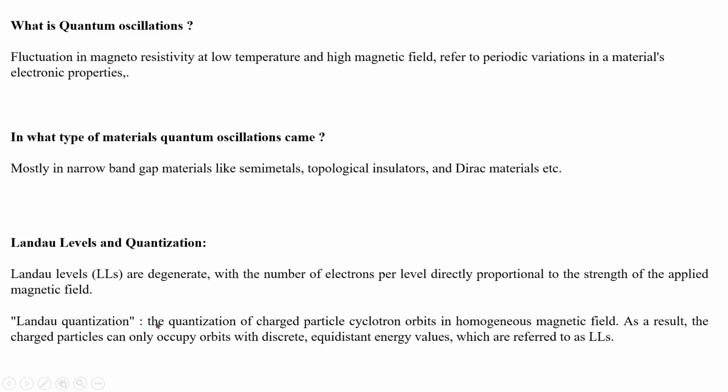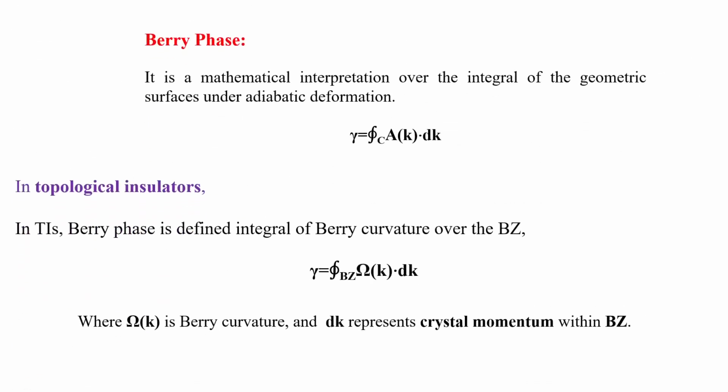And these are two important lines for the quantization: the quantization of charged particles' cyclotron orbits in a homogeneous magnetic field. As a result, the charged particles can occupy orbits with discrete equidistant energy values, which are referred to as Landau levels. We are also discussing the Berry phase, a mathematical term that is very important. This is the geometric phase calculation, like in the Gauss-Bonnet form, the calculation of surface area, but in the case of the Brillouin zone, it is the calculation of the periodic potentials.